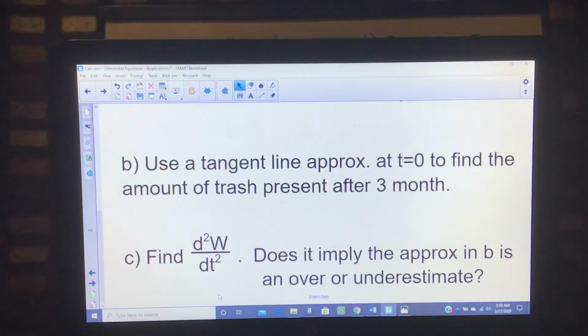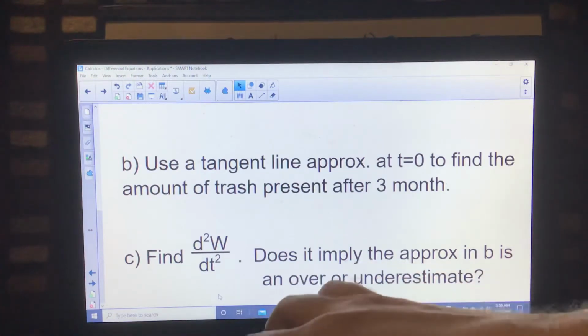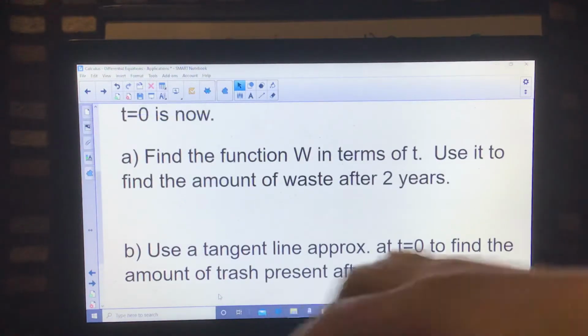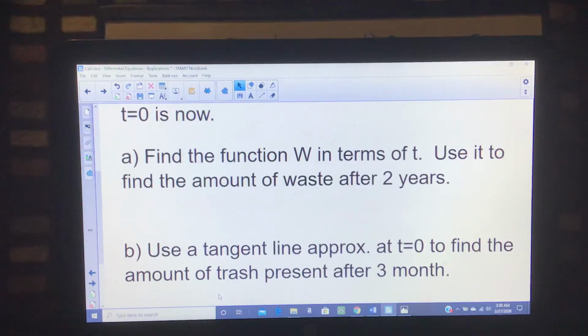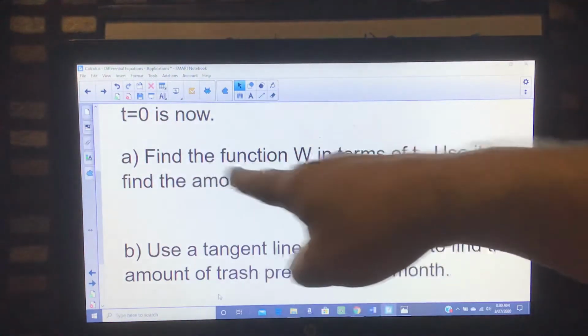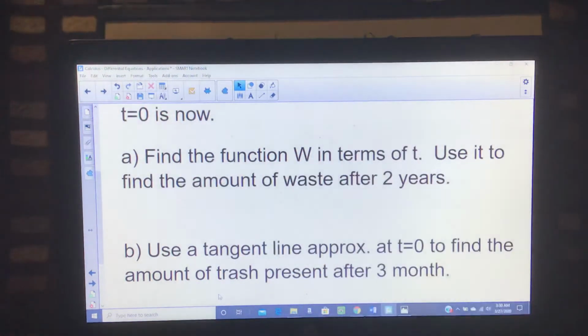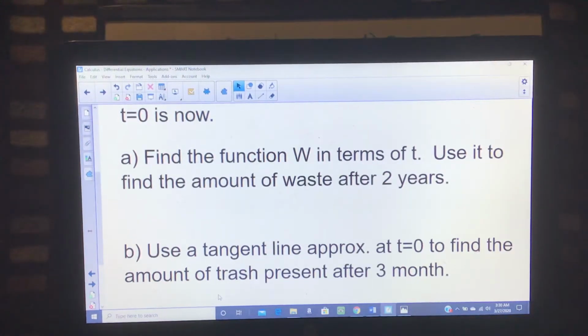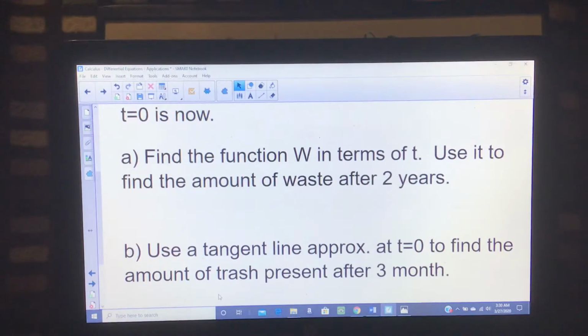All right, so 3 questions. I have A and B on the board behind, and then I have C on its own separate board. So when I show you the board behind, A is on the left side, B is on the right side. So even though they're both up, I'll talk about the left side first, and then we'll move back to part B. All right, so part A is finding the function w.